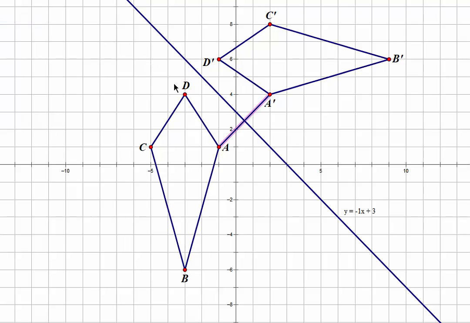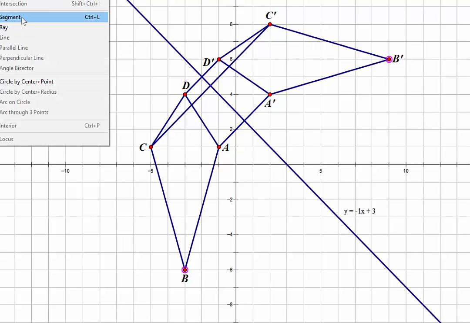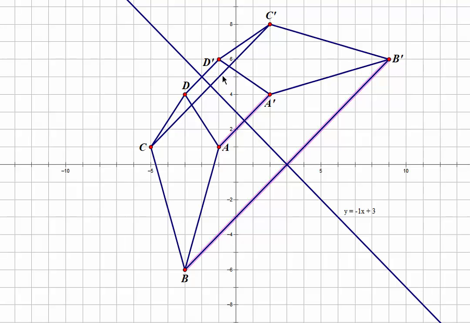If I construct all these segments here, let's take a peek at those. Remember what I was doing before? I was connecting them before and we were noticing something. If I highlight all of these segments connecting C and C prime, D and D prime, A and A prime, and B and B prime, you'll notice all 4 of these pink segments are going at the same slope. So these are all parallel. That's that vocab word to describe these ones.